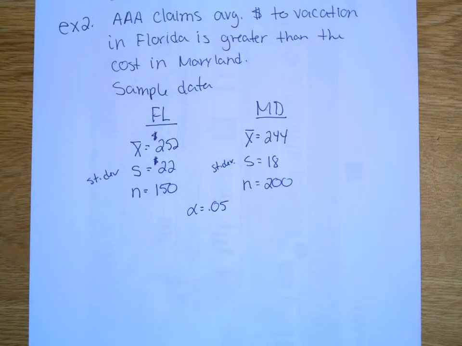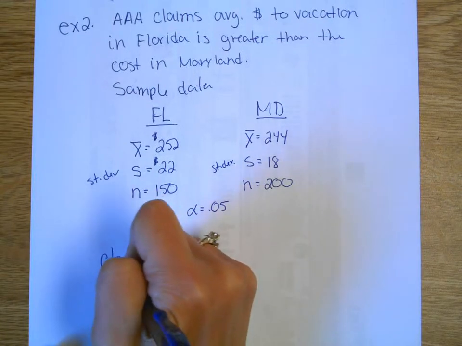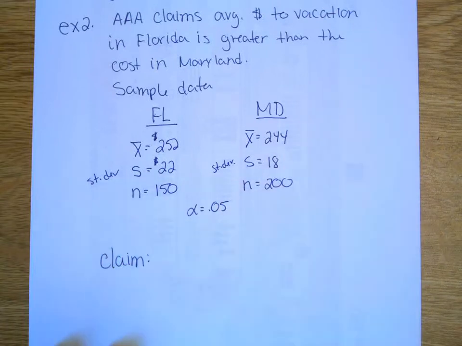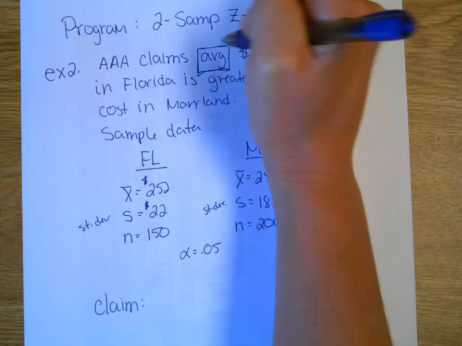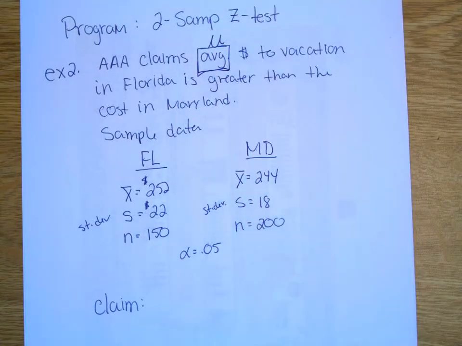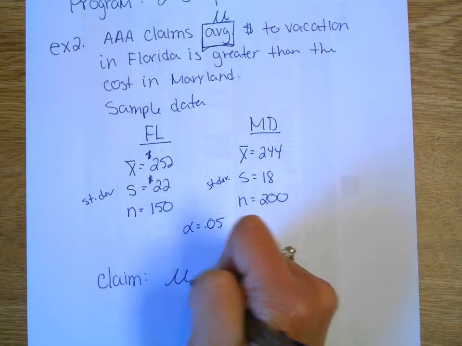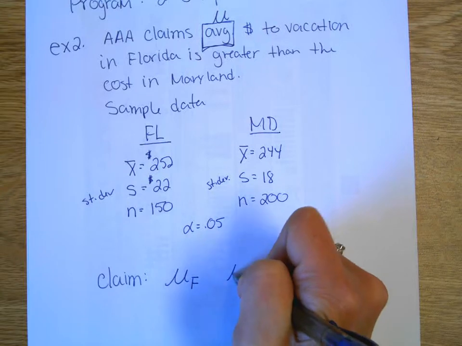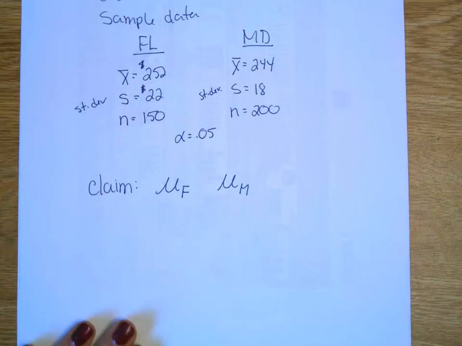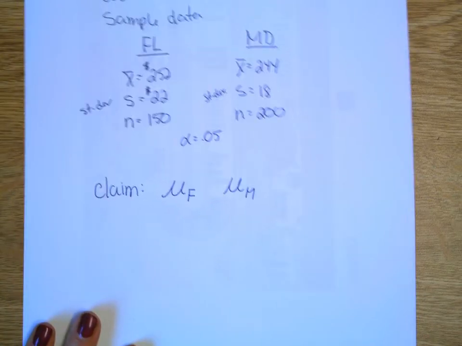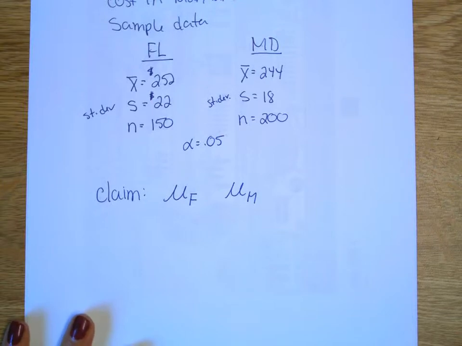So we still have to write the claims, and then we're going to run the program. So claim. Okay, the key word in here is average. What's another word for average? Mean. So these are the mu's. So we've got the mu for Florida and the mu for Maryland. Can I just write the mean minus, yes, you can go right to that if you want. What are they telling me about these two averages? How does Florida compare to Maryland? Greater than.